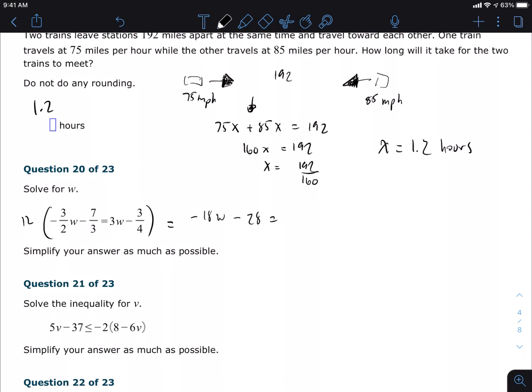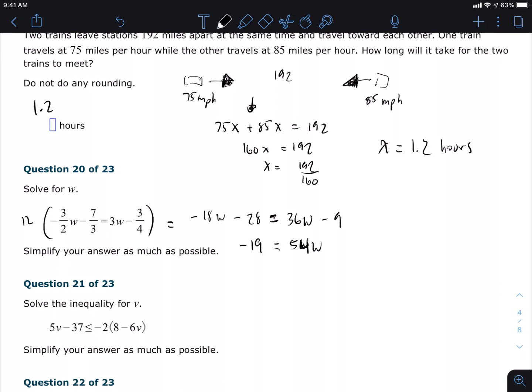3 times W, 3W times 12 is going to be 36W. And just so you guys know, I'm talking about this with this. And then this last number with this, 12 divided by 4 is 3, times 3 is 9. And now I have no more fractions. So I'm going to try to see how simple I can make this. If I add 9 to -28, I should get a -19. And then if I add 18 to 36, what is that? Is that 54? 54W?